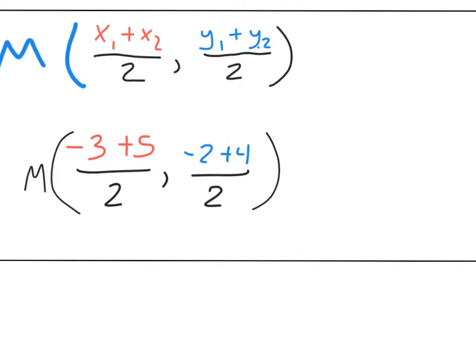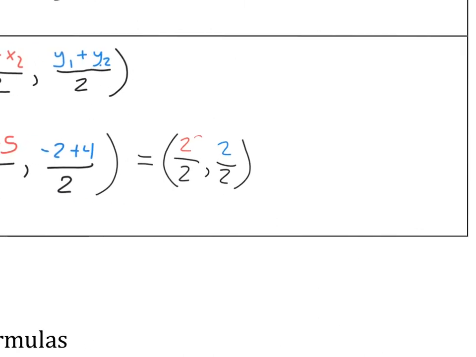And for the red, we get negative 3 plus 5, not negative, but positive there. So positive 2 all over 2. And then for the blue, I get 2 also over 2. Now I'm not quite done yet. I just have to finish it up. So my final result is that my midpoint is 1, 1.